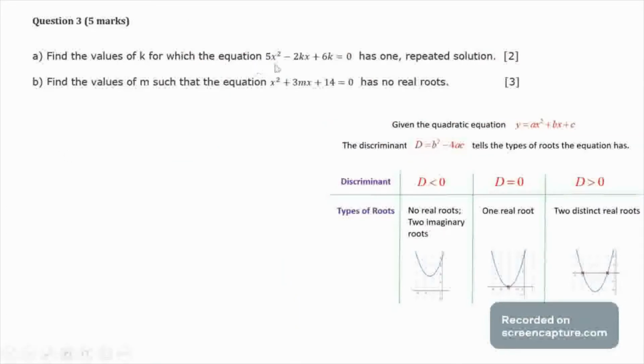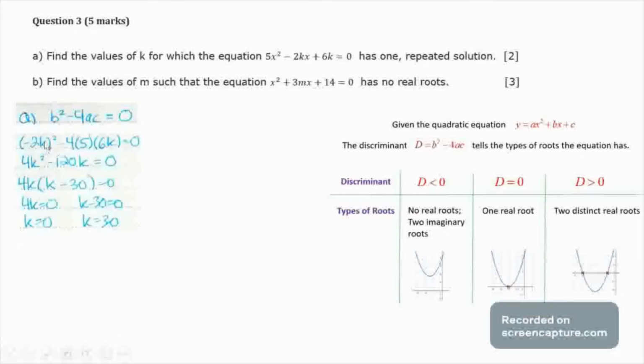Okay, for discriminants, let's look at A. In A, we are told that this equation has one repeated solution. So that's the idea of this one here. One solution, but repeated means like a double solution anytime we have this situation. So discriminant has to be 0. So set the discriminant equal to 0. All right, so now do the substitution of your B value and your A and C values, and let's see what you get.